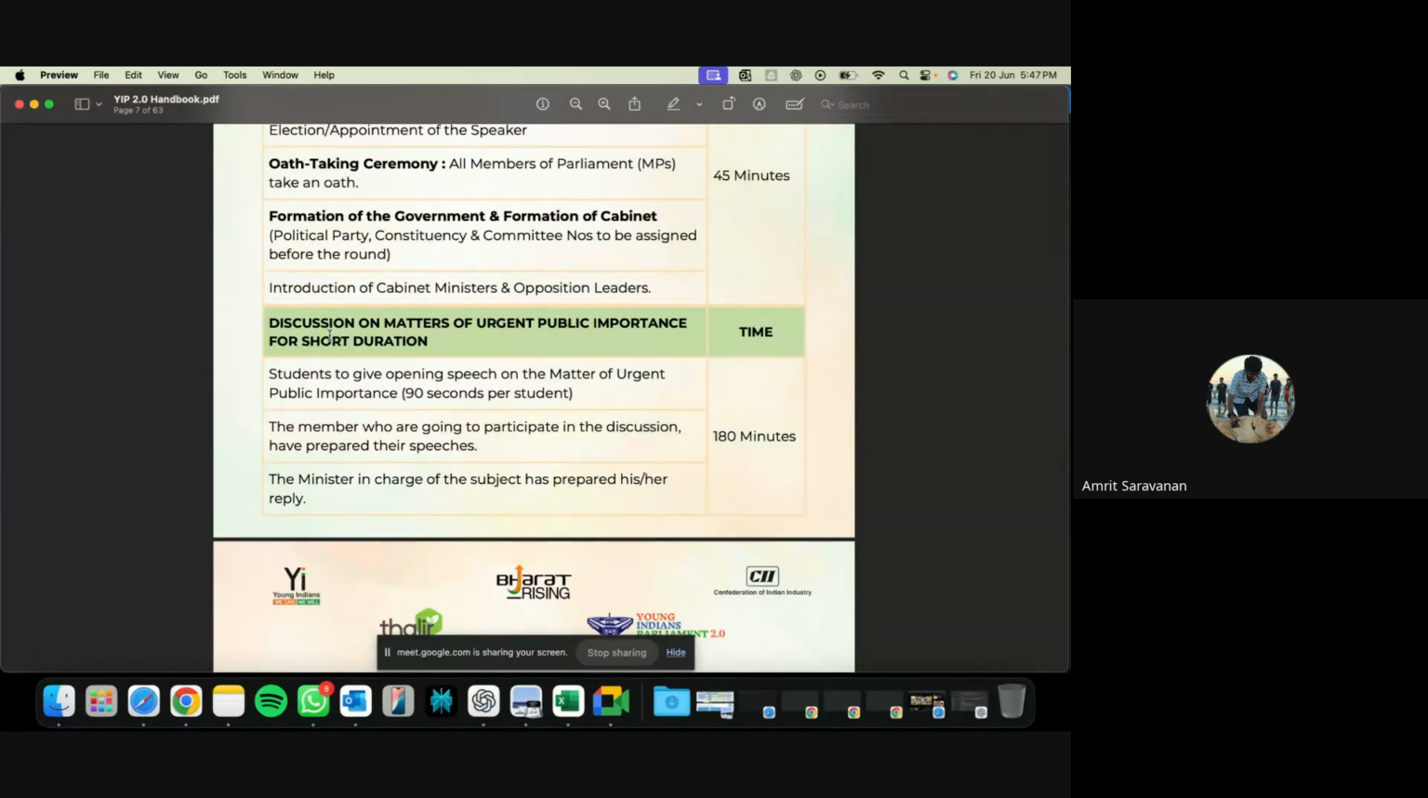So everyone needs to prepare this 90-second speech. Out of this 90 seconds, we want you to structure it such that for 30 seconds, you talk about what the matter of importance is. And for the next 60 seconds, you talk about how you feel improvements can be made in this current situation, and how you would do it if you were given the power to do so. So this 90 seconds is where you talk about the current existing situation, as well as give a solution for how this can be improved.